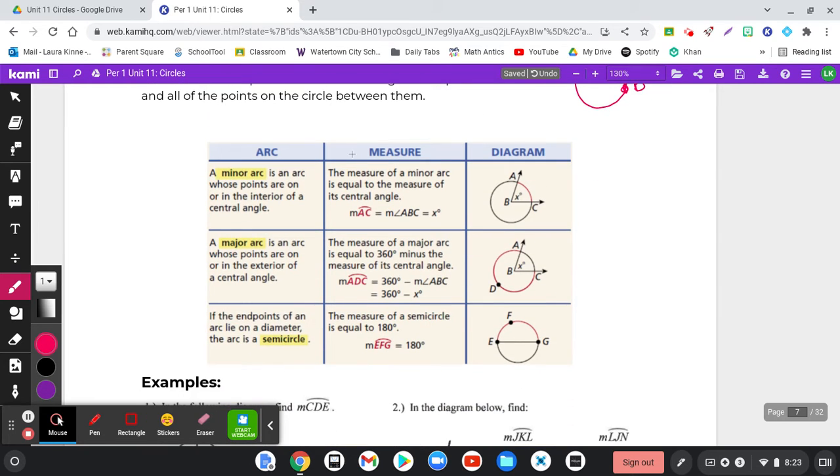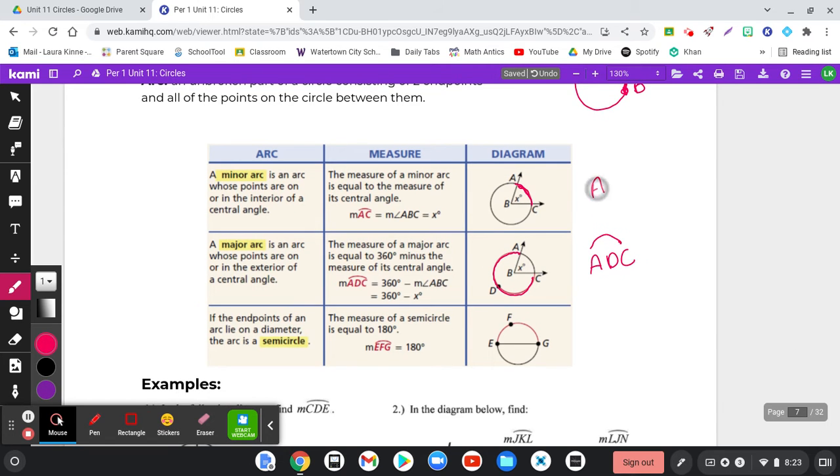All right, so a minor arc is an arc whose endpoints are on or in the interior of a central angle. So right here, A to C would be your minor arc. A major arc is an arc whose endpoints are on the exterior of a central angle. So in this case, arc ADC, and you follow that path. So that would be a minor arc and a major arc. And we would just list this one as AC.